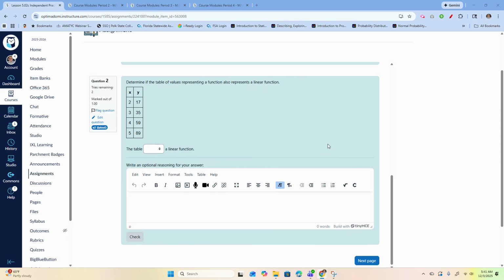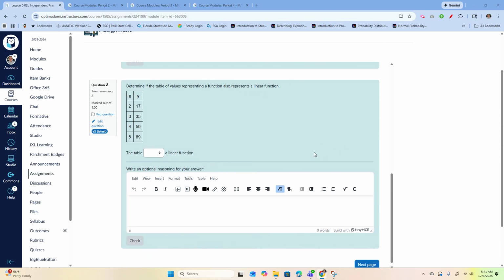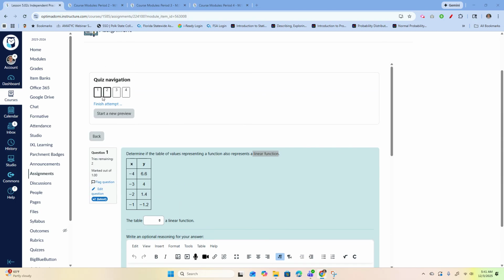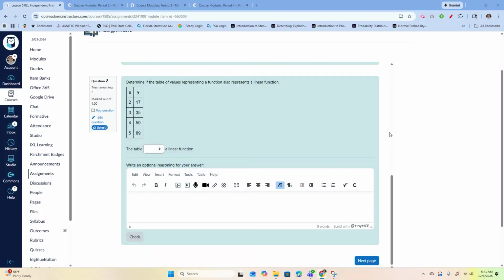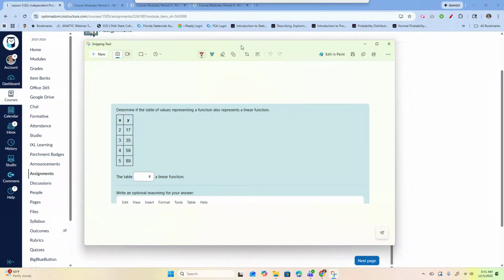Now, here's problem number 2, and it's going to be my last problem of this assignment. I did the first two, and you're going to do the other two, now that you have an idea of how to find out if a table is a linear function or not. Again, look at the x column and the y column. I want to find the change of the y's. Remember, all of these here are y's. I want to know how the numbers are changing from one row to the next row.